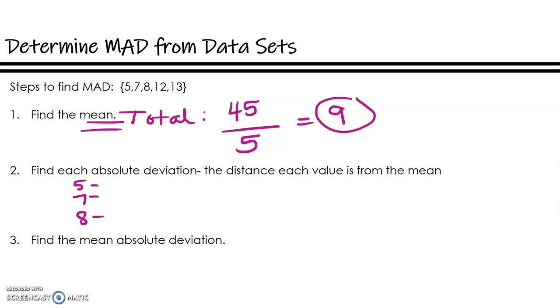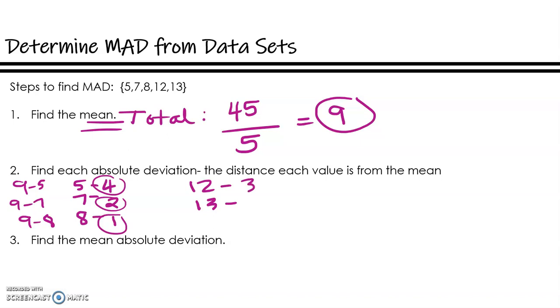Step 2, we're going to find how far each data value is from the mean. I'm just going to make a list. So how far is 5 from 9? 4 spaces on a number line. 7 to 9, 2 spaces. Again, I'm doing 9 minus 5, 9 minus 7, 9 minus 8. They're one space away. So these are the numbers I'm trying to determine right here. 12 minus 9 is 3, and 13 minus 9 is 4. So here are my 5 absolute deviations.